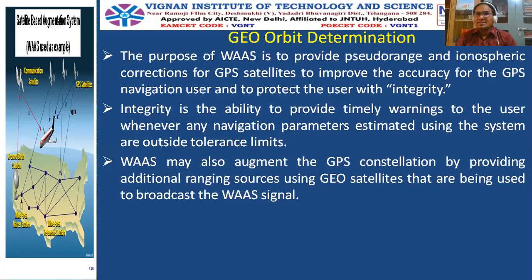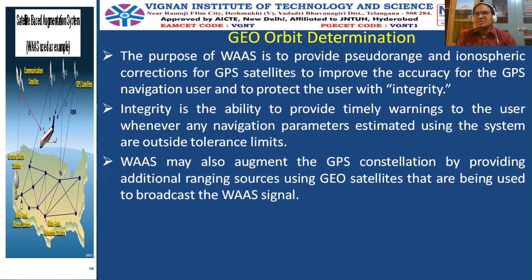So once again, I repeat, the integrity is the ability to provide timely warnings to the user whenever any navigation parameters estimated using the system are outside the tolerance limits. If they are outside the tolerance limits, then we will give a warning to the GPS user. Otherwise, the entire process will be going in vain.